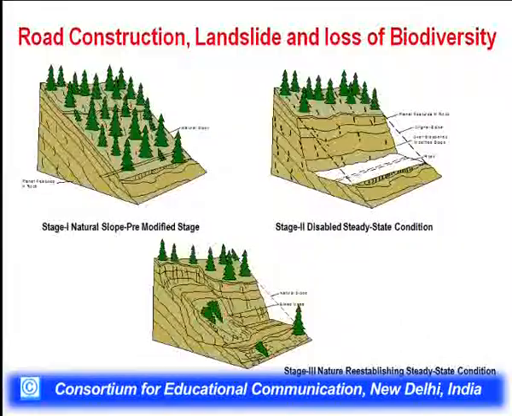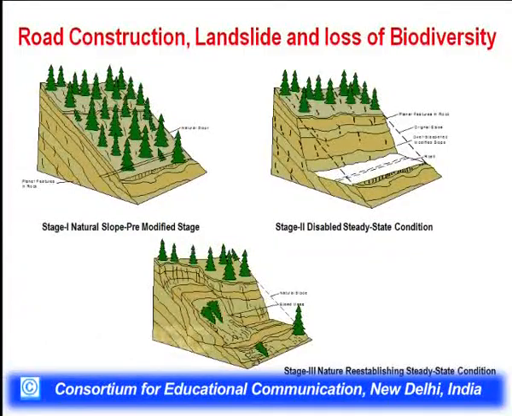Now you can see here the correlation between road construction, landslides and loss of vegetation, and ultimately also biodiversity. Stage 1 is the natural slope, the pre-modified stage. Second is a disturbed steady state condition. Then in the third stage, nature is re-stabilizing to a steady state condition, and you can see how the loss of vegetation and ultimately loss of biodiversity gradually decreases.